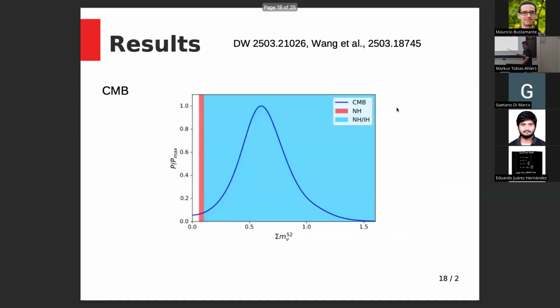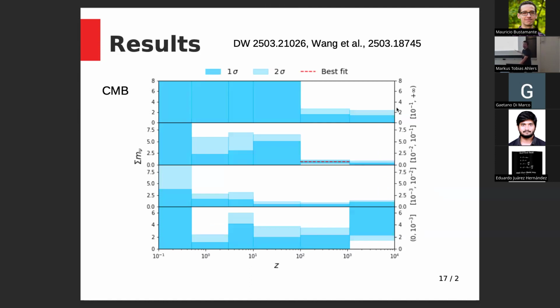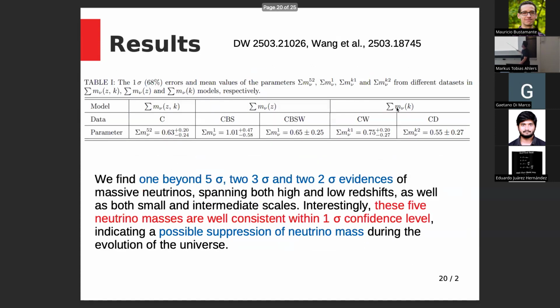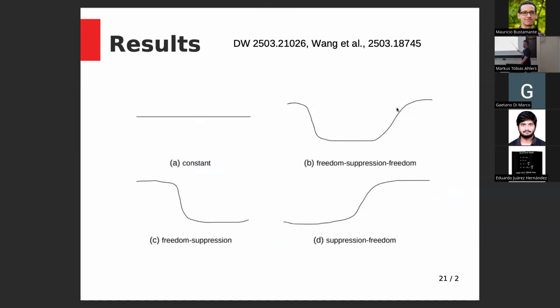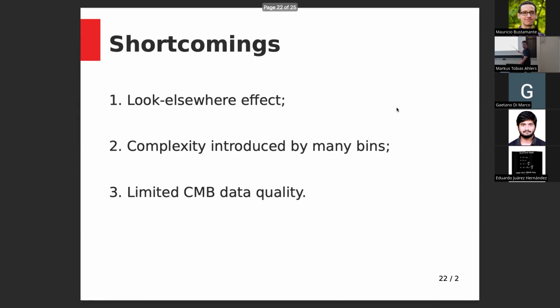I give this result. The most important finding is that we found 1 evidence beyond 5 sigma, and others at 3 sigma and 2 sigma. This indicates a possible separation of neutrino mass during the evolution of the universe. We give 4 separation mechanisms for the neutrino mass, and we also list the shortcomings of our study.